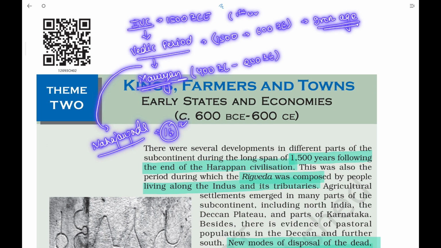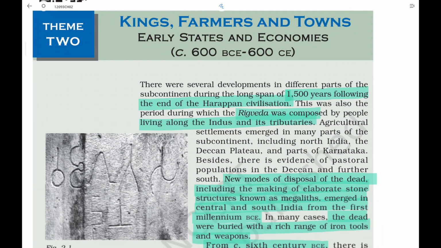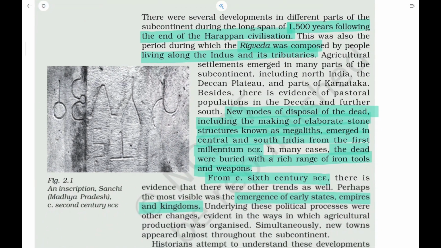Now we are going to study it in a chronological manner. I am just telling you the timeline, a brief timeline which is going to help you in this chapter when we study it. Now, there is a long span of 1500 years in the subcontinent following the end of the Harappan civilization. It means that the civilization ended in 1500 BCE. Now this extends from 600 BCE to 600 CE. So we are going to look at that in some time.